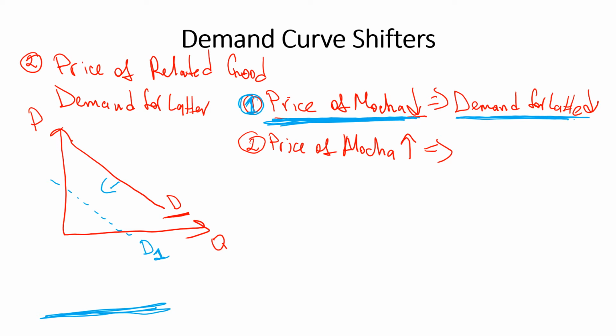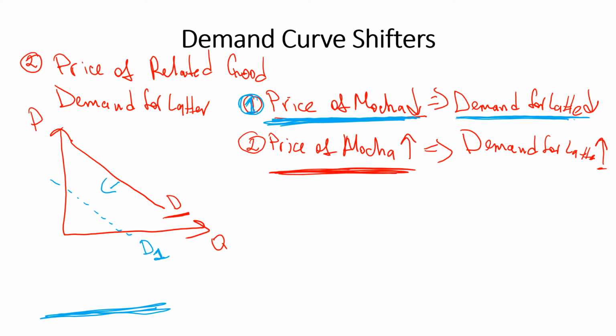You're looking around and you're saying, well, you know what? The price of latte stays the same. You know, latte actually has caffeine. It has coffee flavor. It's warm. It has milk. So instead of buying mocha, I'm actually going to buy latte. So therefore, demand for latte in this situation is going to increase. So this is when the price of the related good is changing.